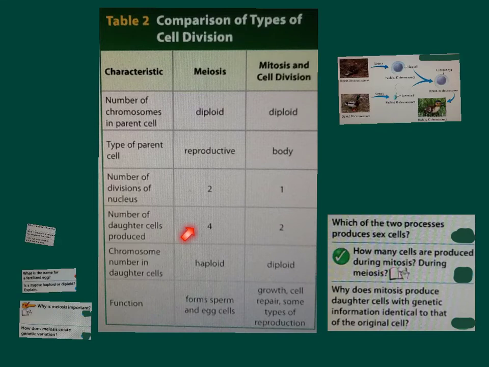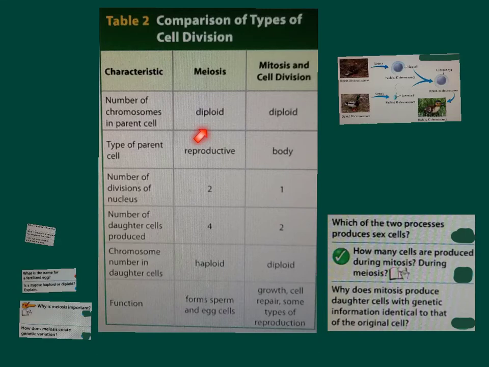So let's take a look at this chart, okay? It is talking about the comparison of types of cell division, meiosis and mitosis. The number of chromosomes in the parent cell is diploid, meaning what? Di, meaning 2. Type of parent cell, what type of cell is this happening in? If you look at mitosis, it's happening in body cells. If you're looking at meiosis, it's happening in the reproductive cells.